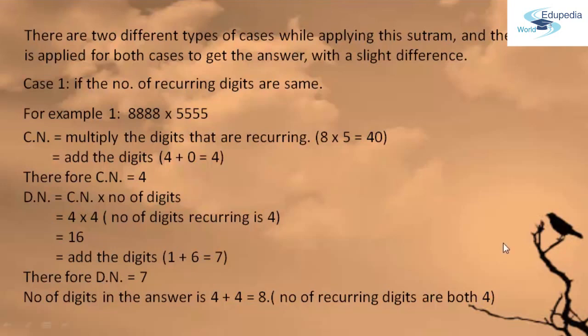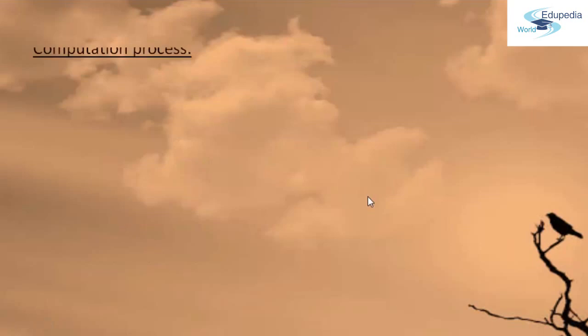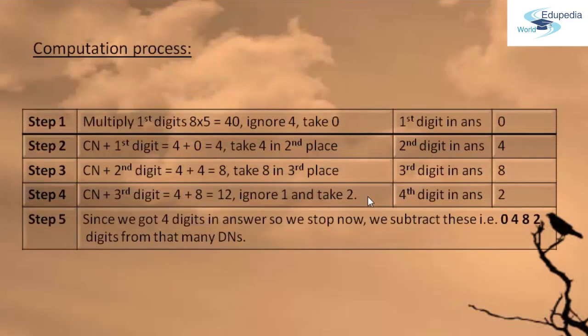Moving further, let us have a look at the computation process to get the answer. The computation process goes like this. If you observe the table clearly, step number 1 tells you that we have to multiply the first digits of the multiplicand and the multiplier. If you multiply 8 and 5, you get 40. Since 40 is a two-digit number, we ignore 4 and take 0, the digit in the ones place, and write it in the answer as the first digit.